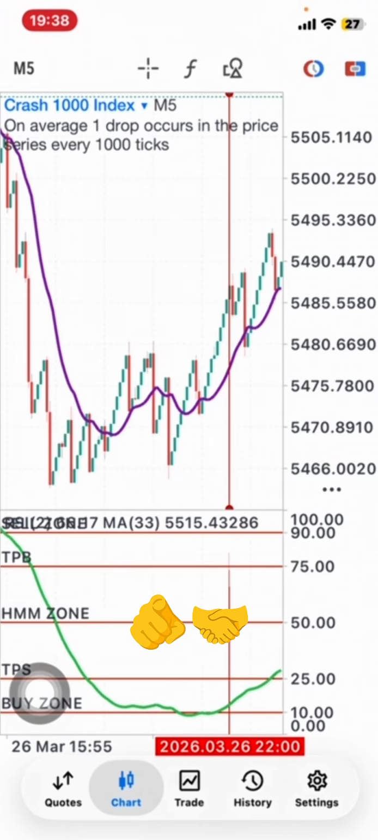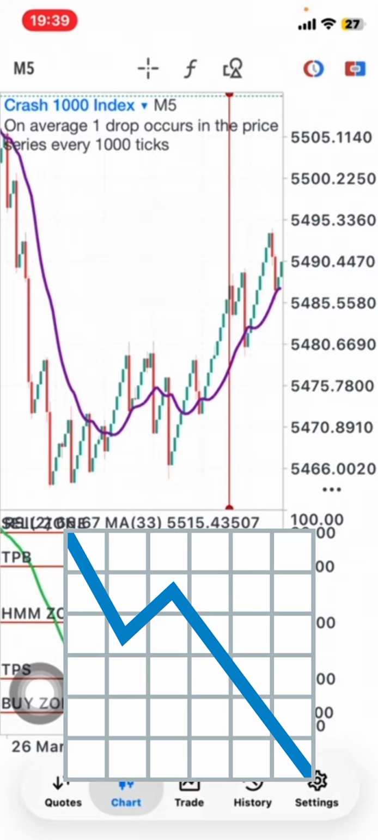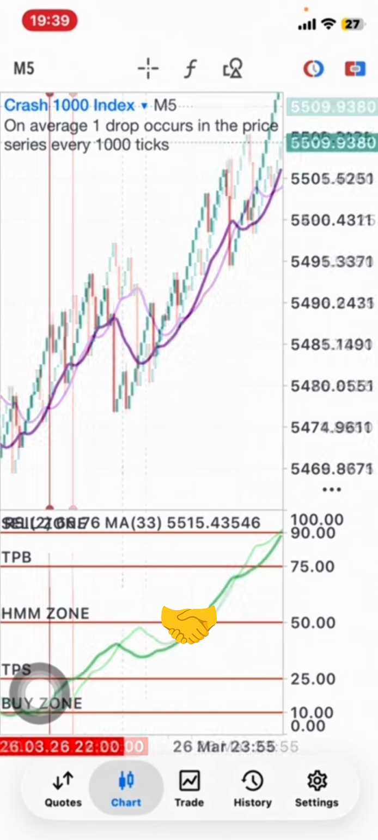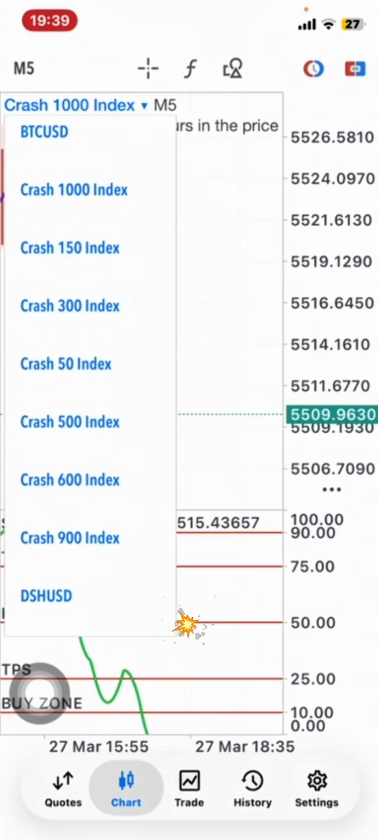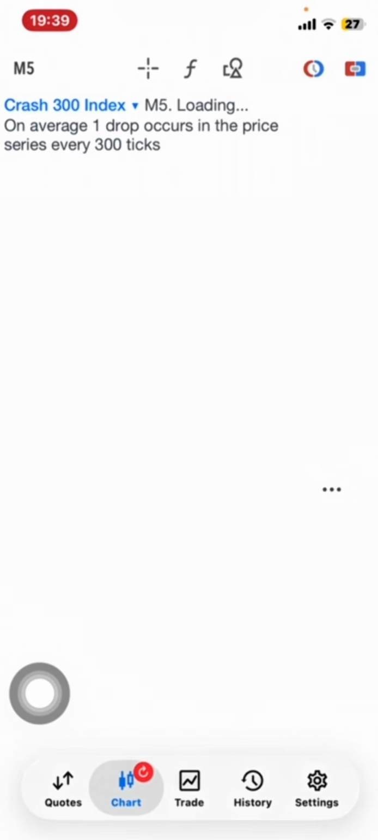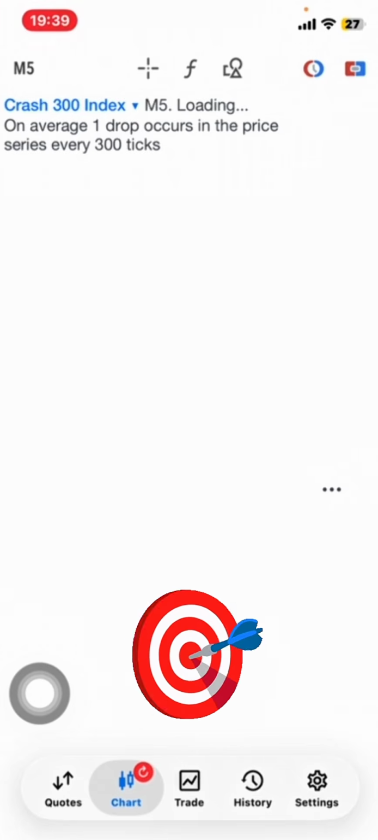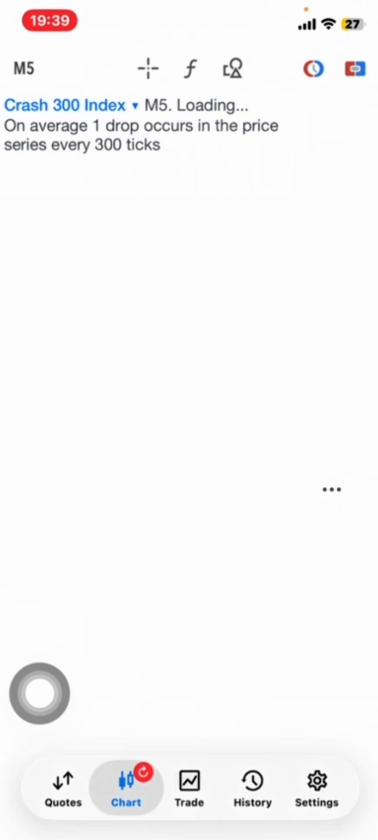I want you to understand, you always need to have 10 candles when you are trading against spikes. You need to have 10 candles on the 5-minute chart before you execute your trade. That is very, very nice and it's very, very easy for you to understand. Let's even check Crash 300, the same thing. The strategy is very easy. It's very, very simple. It's not complicated.